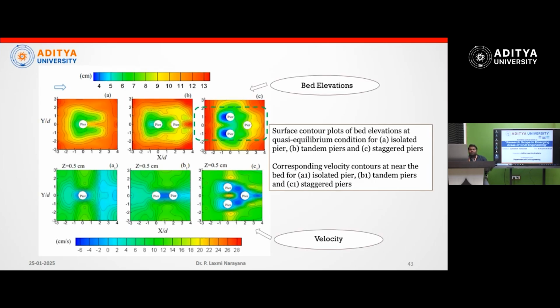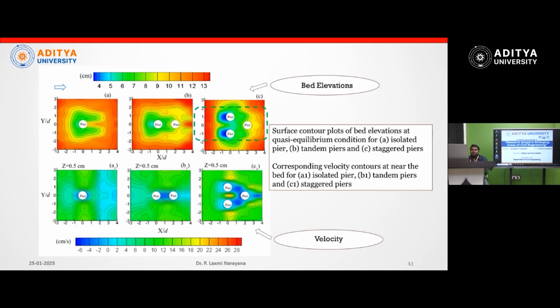These are the comparison of the bed elevation and the velocity. These are the contour maps which show where we are getting maximum velocity. There the bed elevations are very, very high. This is the observation from these contour maps.